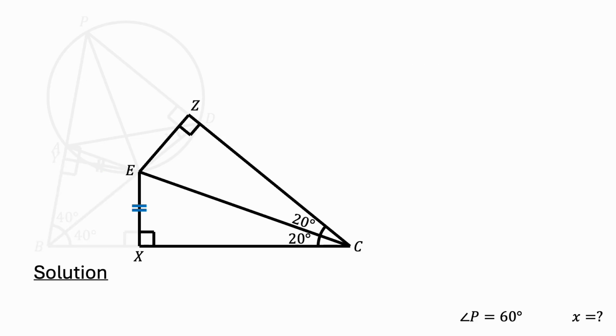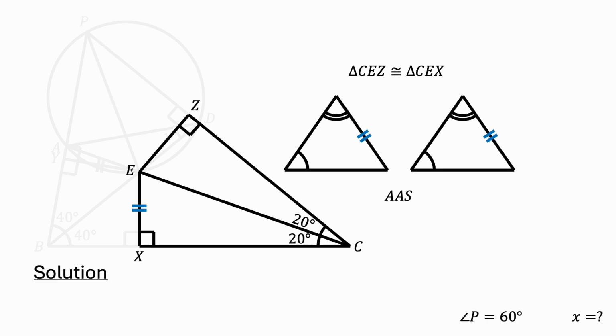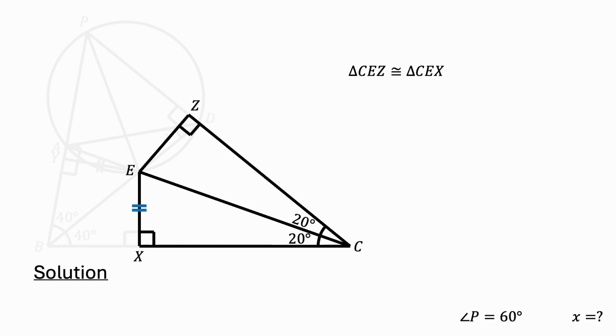Next, consider triangle CEZ and triangle CEX. We claim that triangle CEZ is congruent to triangle CEX. Since angle EZC equals angle EXC equals 90 degrees, angle ZCE equals angle XCE equals 20 degrees, and CE is common, the two triangles are congruent by AAS. Since EZ and EX are corresponding sides in congruent triangles, we have EZ equals EX.